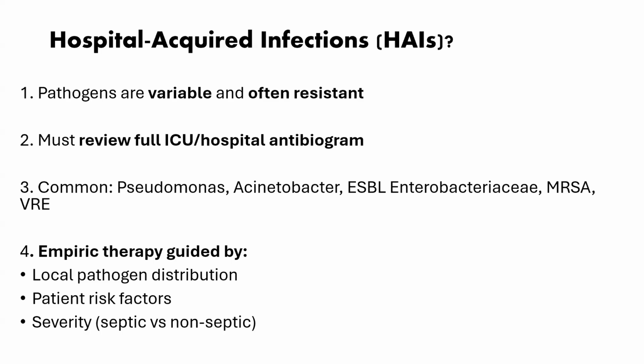For hospital-acquired infection, usually the pathogens are variable and often resistant, so you will not rely on the international guidelines for the pathogens. For the most common pathogens, you usually rely on the localized data based on the prevalence of the microorganism in the hospital. You must review the full ICU and hospital antibiogram, because the common pathogens are Pseudomonas, Acinetobacter, ESBL Enterobacteriaceae, MRSA, VRE, and even carbapenem resistance. So the empirical therapy is guided by local pathogen distribution.